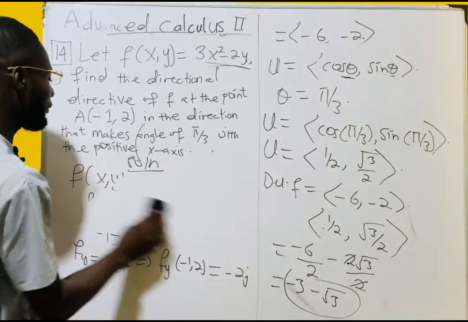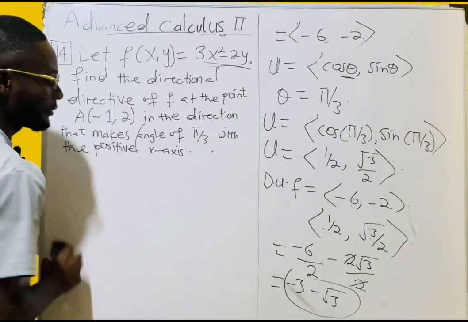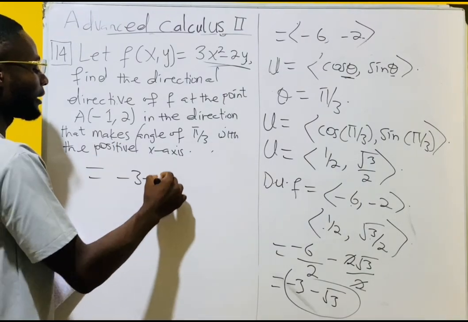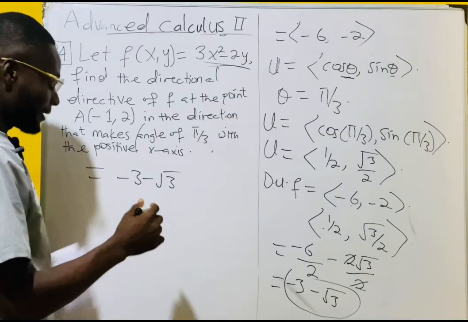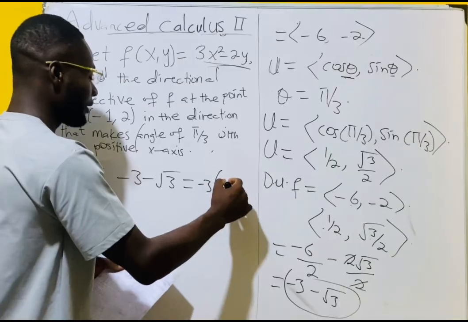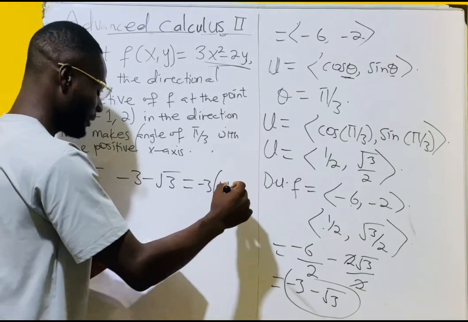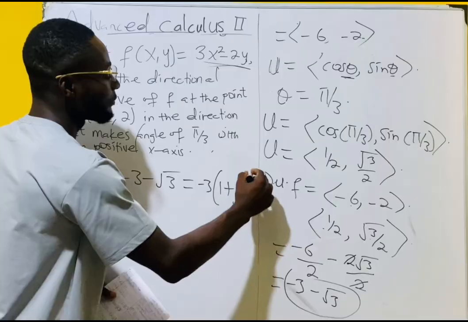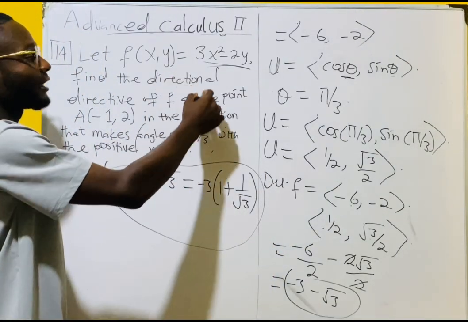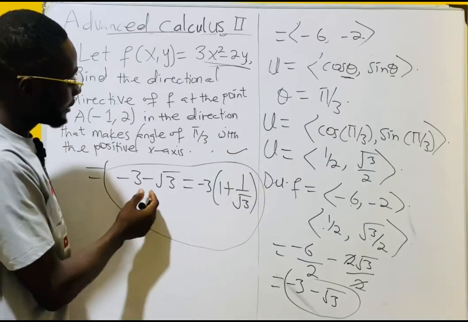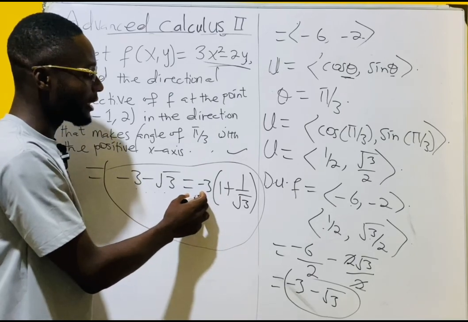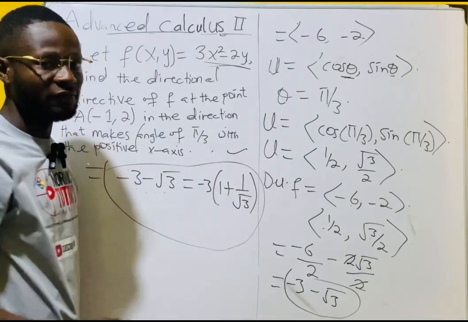So our directional derivative is giving us -3 minus square root of 3. And this can be represented as -3 out, (1 plus 1 over square root of 3). All right, so this is the same as this. So our directional derivative to this particular problem is -3 minus square root of 3, which is the same as -3 times (1 plus 1 over square root of 3).